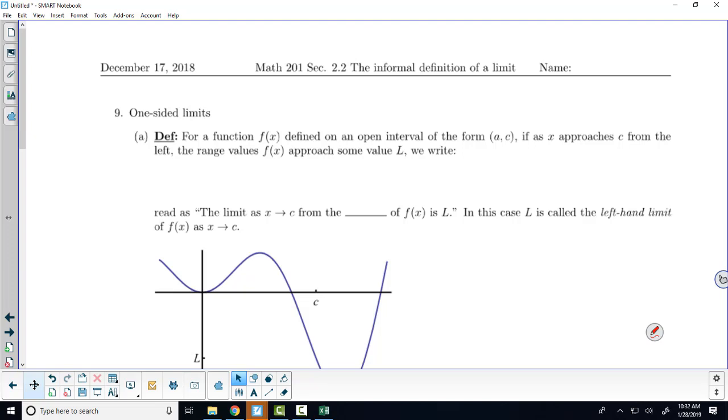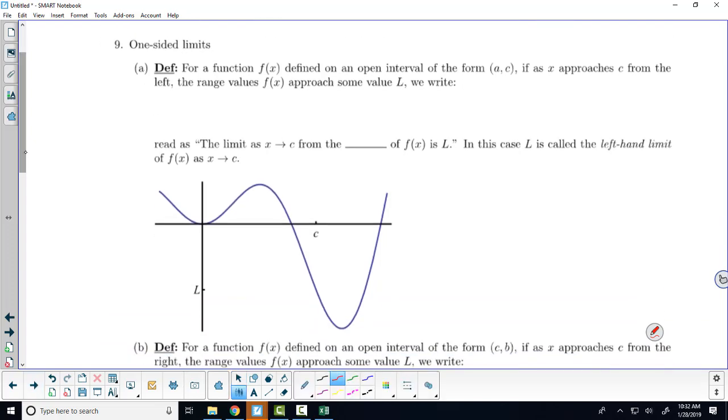Okay. All right. Let's get in some more definitions. Okay. Sometimes when we're working with a function, we may only want to explore the limit as we approach from one direction or another. So we're going to introduce the idea of left-hand and right-hand limits. Okay. So for a function f of x defined on this open interval from a to c, if as x approaches c, this is the key part, from the left, and if the range values appear to be approaching some fixed y value, then we'll write the limit as x approaches c from the left of f of x is equal to L.